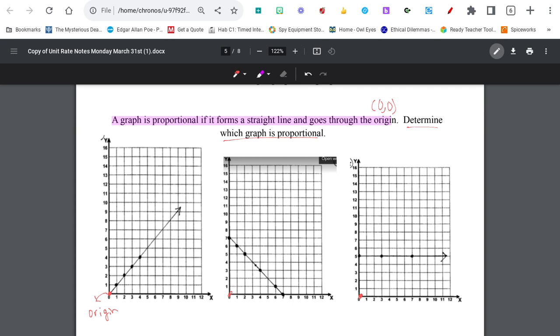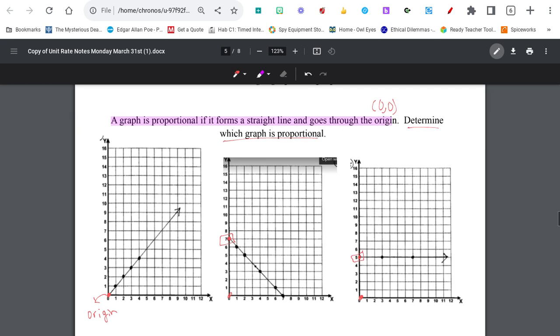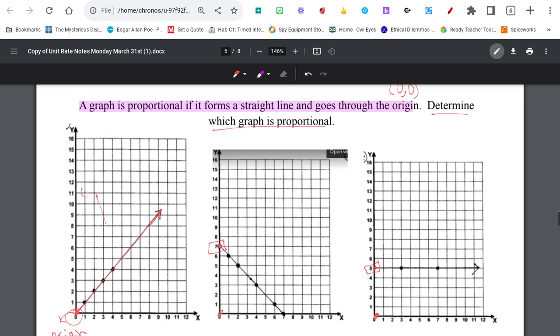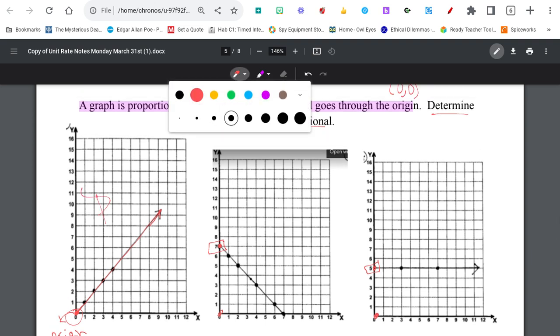Now I need to find the one that has a straight line and it touches the origin. Well, this doesn't touch the origin, it touches the y-axis at 7. This doesn't touch the origin, it touches the y-axis at 5. But here, this is a straight line, and it touches the origin right here. This line touches the origin. So this is the one that is proportional.